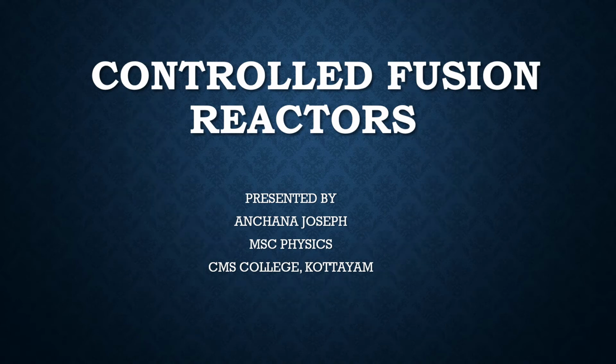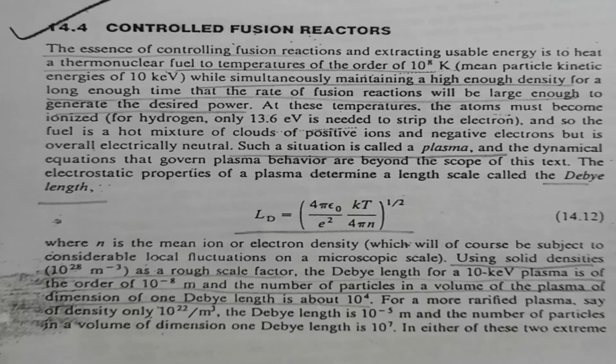Hello everyone, in this presentation we are going to deal with the basics of controlled fusion reactors. We all know that nuclear fusion is a reaction in which two or more atomic nuclei are combined to form one or more different atomic nuclei and subatomic particles like neutrons or protons. The difference in mass between the reactants and products is manifested as either the release or absorption of energy.